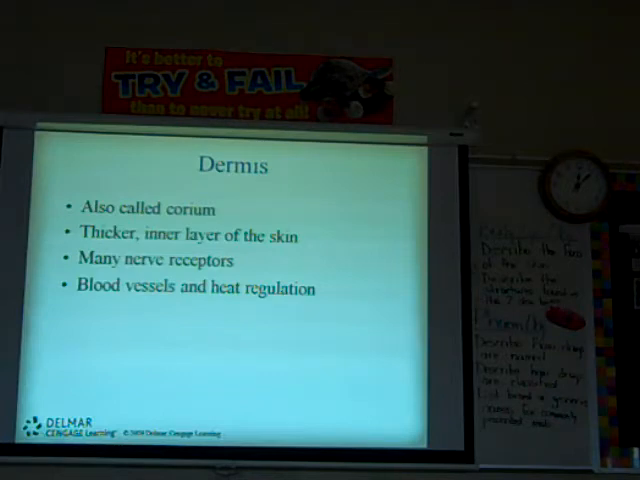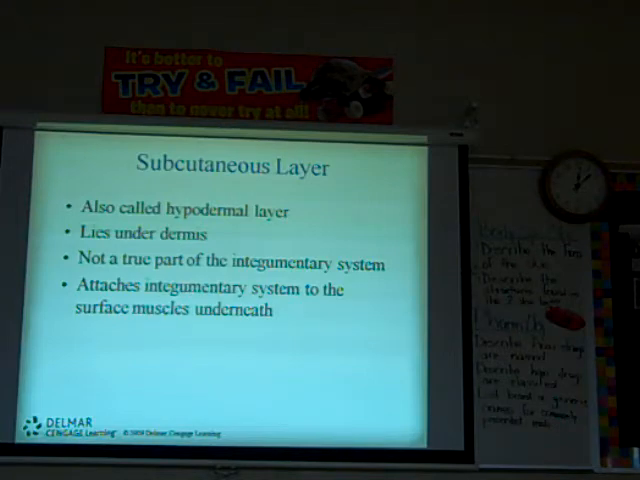Alright, so then there's the dermis, which is a lot thicker. It's many times thicker. It's got the blood vessels, and that's the layer that actually does the heat regulation. It also has nerve receptors in it. So if you get a degree burn, the higher the degree, the further down it burned. Subcu layer is under the dermis.